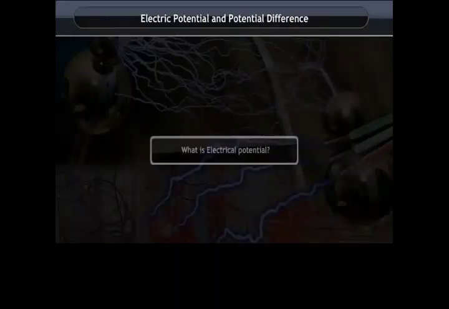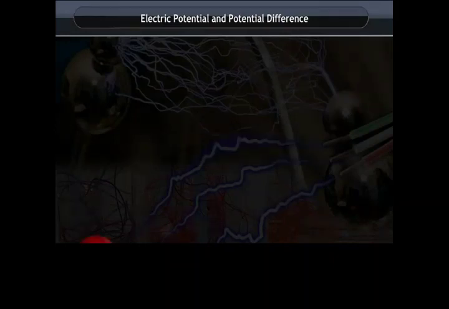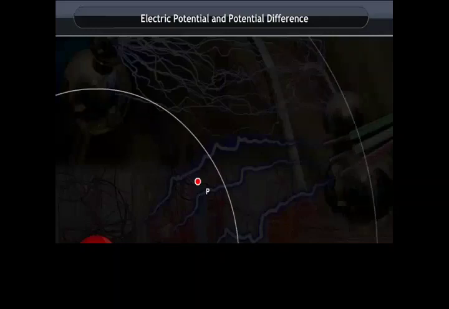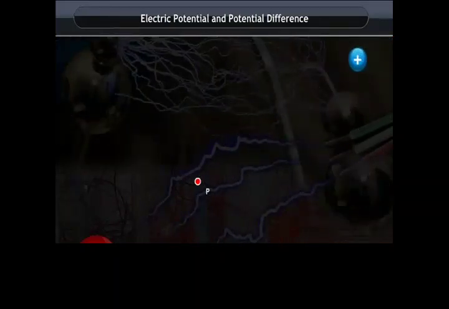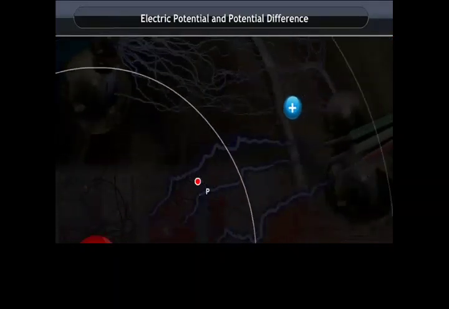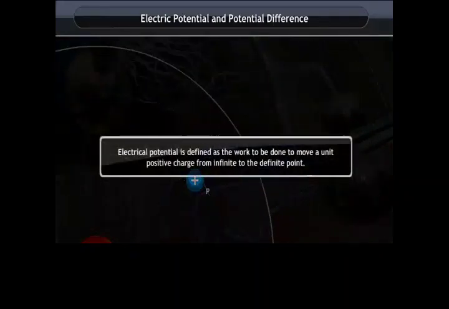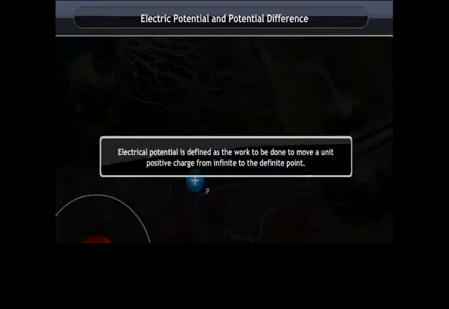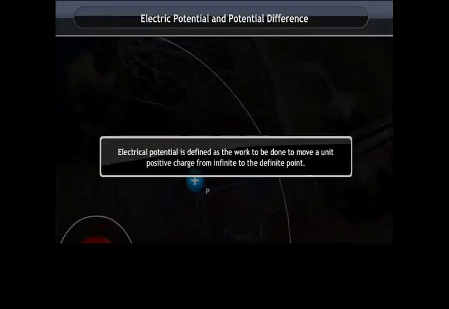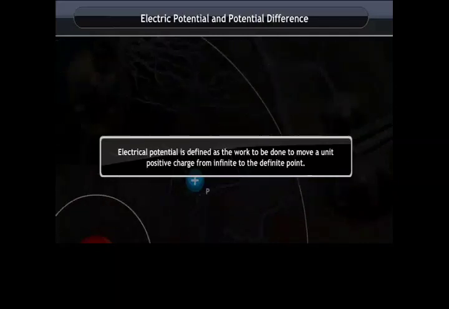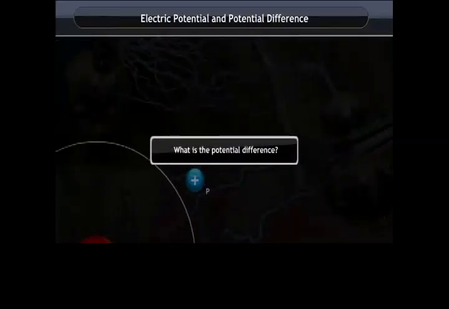Electric potential and potential difference. What is electrical potential? Let us explain here. Look at the electric field. We move a unit positive charge from infinity to a point. So we need to do work for that. Yes. Thus, electric potential is defined as the work to be done to move a unit positive charge from infinity to the definite point. What is potential difference?